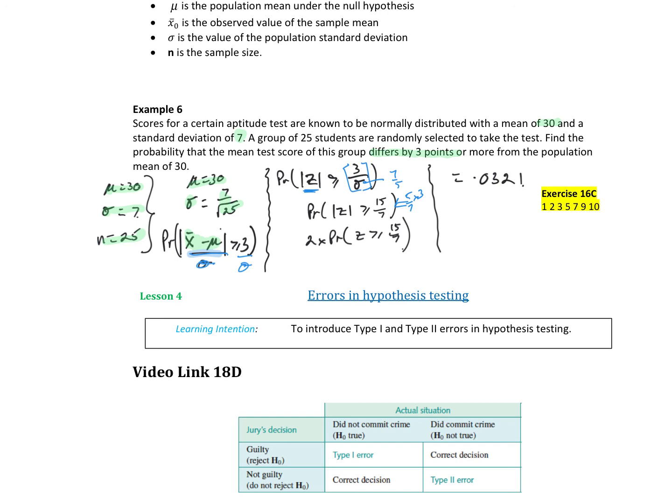That's what we're saying. So the magnitude of z is more than 2 standard deviations away. It is 2 times the probability that z is greater than 15 on 7, which gives me a total of 0.03. Okay, so the probability of being more than 3 points away from the mean is 0.0321. Okay, so follow that through.